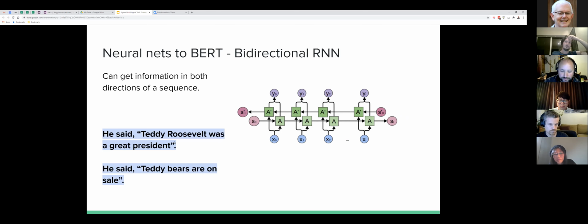So basically, if you had two sentences like this, "He said Teddy Roosevelt was a great president," and "He said teddy bears are on sale," you would know in the first sentence that the word Teddy is talking about a person because of what's actually come later on in the sequence, and it would know that in the second sentence, teddy is referring to a toy based on what's come further in the sequence as well.